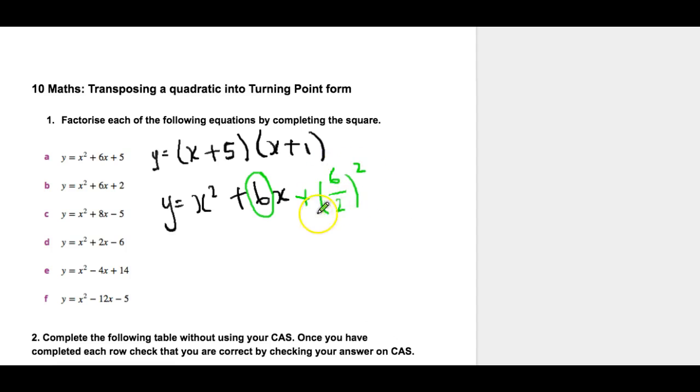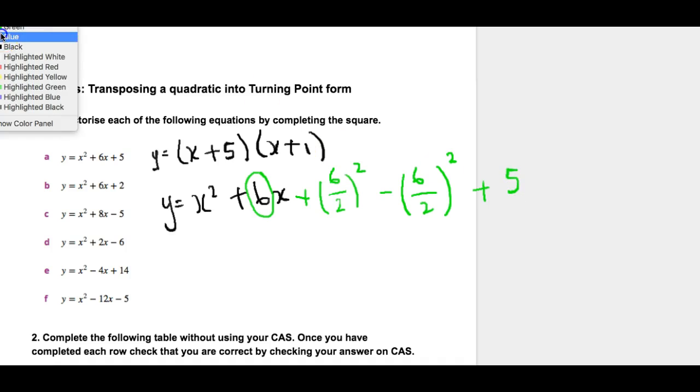Now, because we've added something, we then have to also take it away. Otherwise, we're basically changing the quadratic. So if we don't take it away, we've changed the quadratic. But it's the same as saying, well, if I added 2 and then I took away 2, I'm not changing anything because effectively I haven't added anything because whatever I added, I've then taken away. Now, actually I might do this in green. Don't forget we've still got the plus 5 on the end.